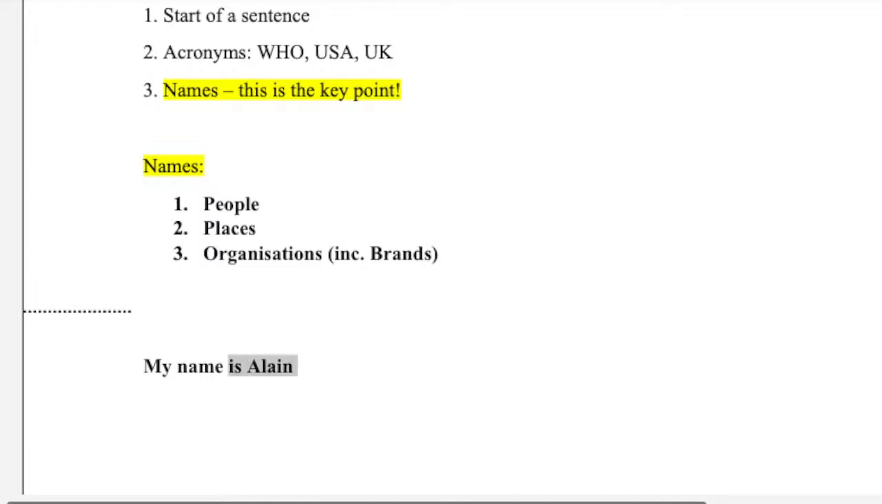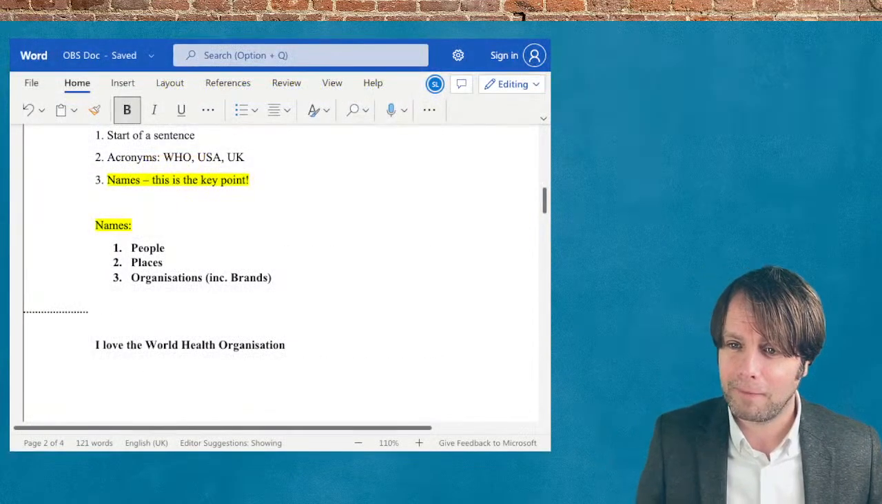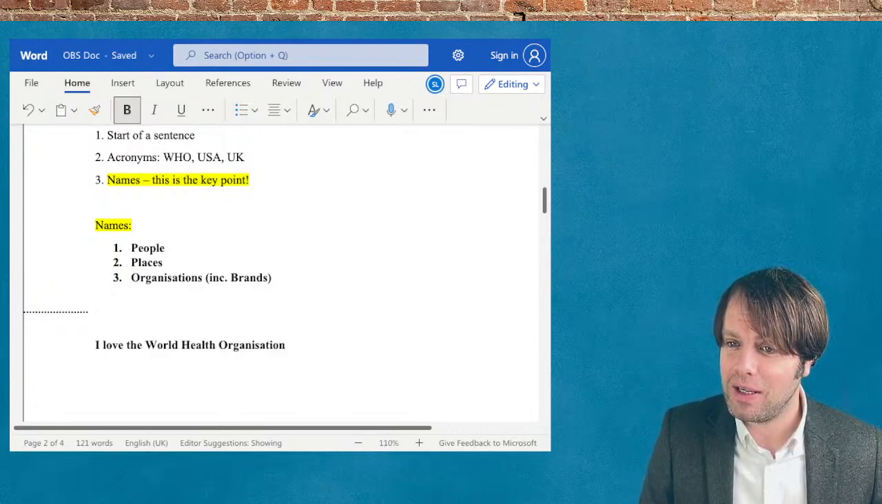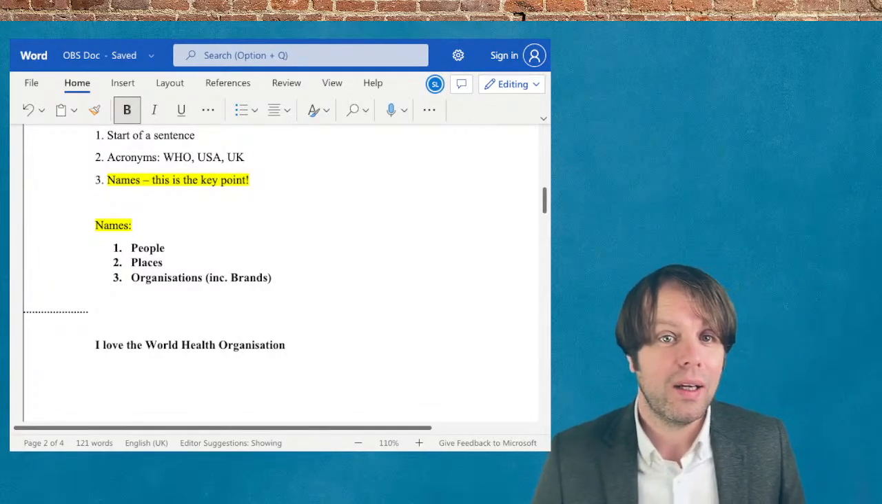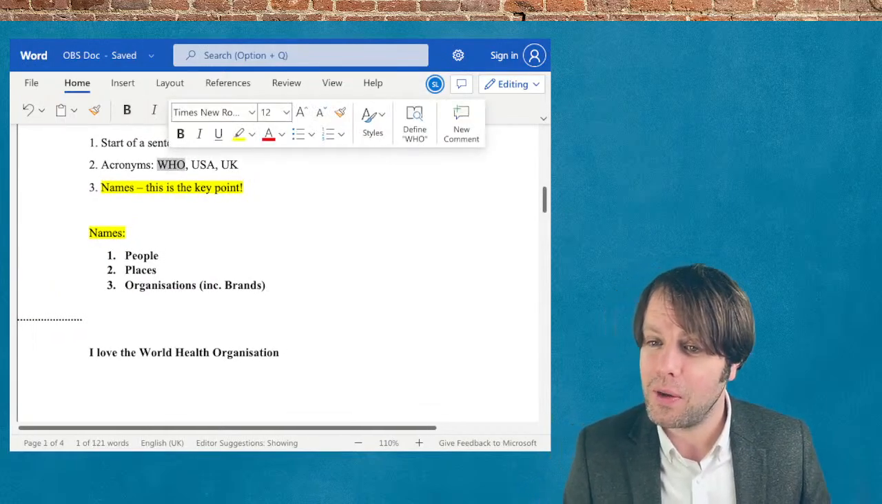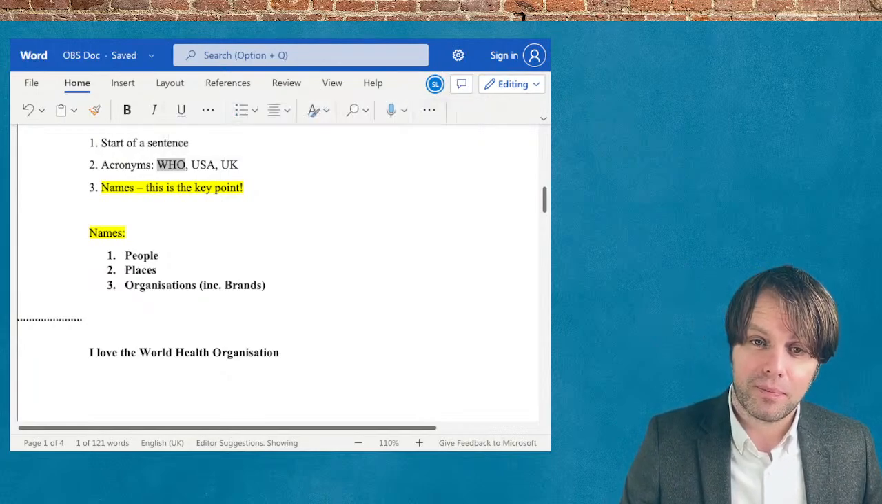Let's think about an organization now. How about this? I love the World Health Organization, right? I've got to use capitals here. Why? Because it's the name of an organization. Now, someone says, what about BP, acronyms? Well, we already said for acronyms you should use capitals.